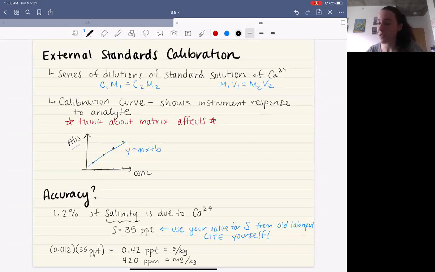Okay, so you should do this yourself, but plug in your own salinity value right here and get an answer in ppm, and then compare that to these concentrations that you get from solving your calibration trend line for the concentration of your seawater samples.